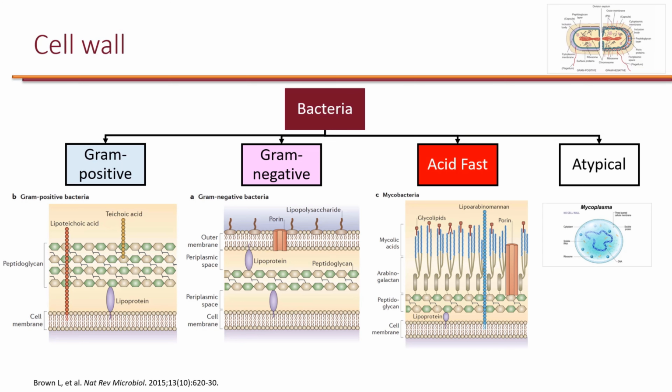And some of these bacteria, when you use the Gram stain, they will turn blue, and we call that Gram positive. So something that's particular about Gram positive is that they have the cell membrane, and then outside of the cell membrane they have a thick layer of peptidoglycan, and this layer is the cell wall that gets stained blue.